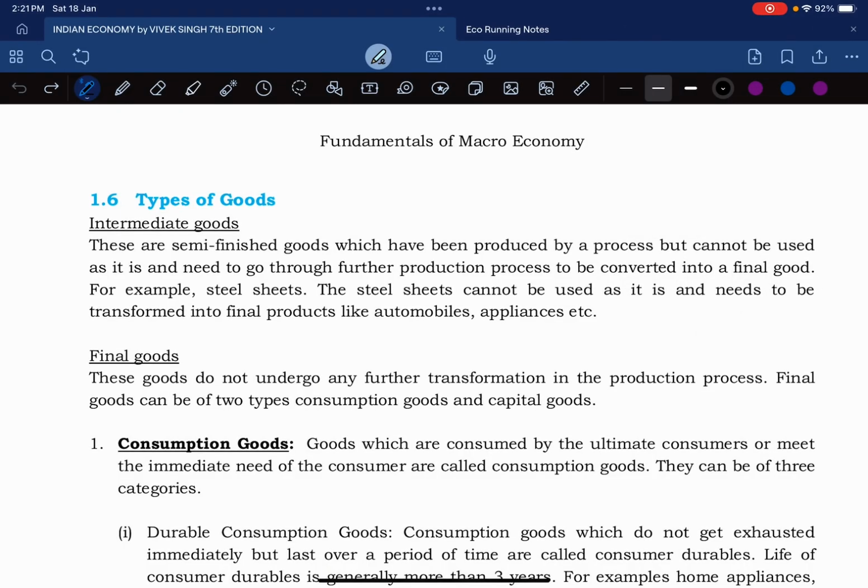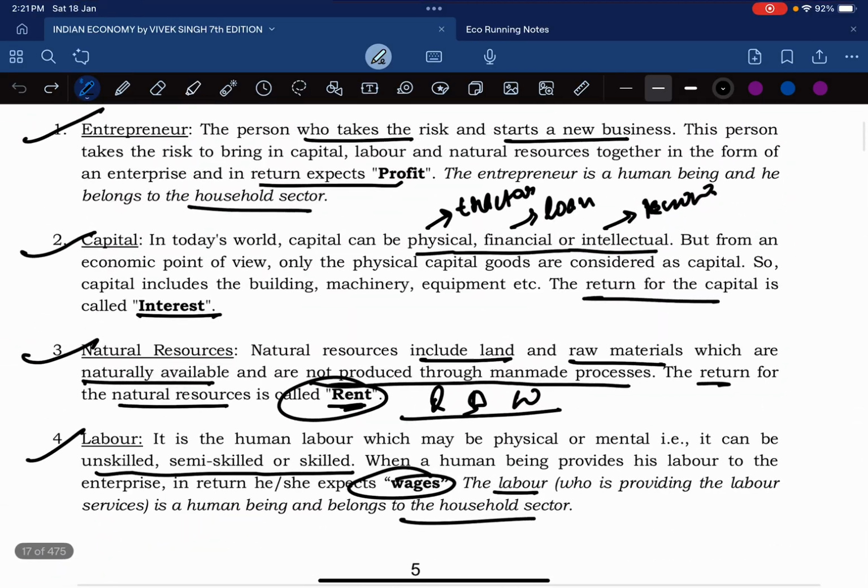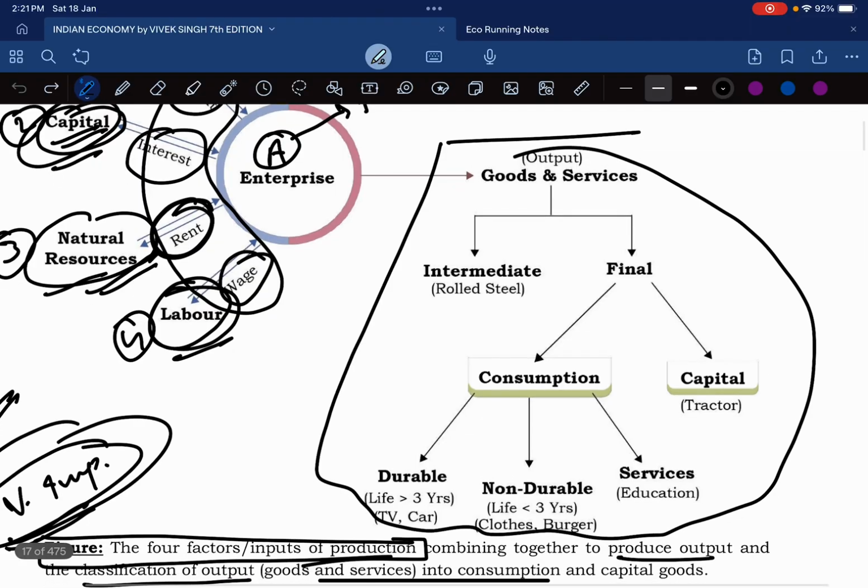Hello everyone, let us start with subtopic 1.6, that is types of goods. We will be referring to this figure for understanding this topic. As we have seen, an enterprise gives output, and the outputs are goods and services. They are divided into two, that is intermediate and final goods. Final goods are further subdivided into consumption goods and capital goods.